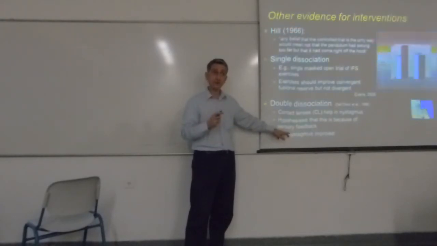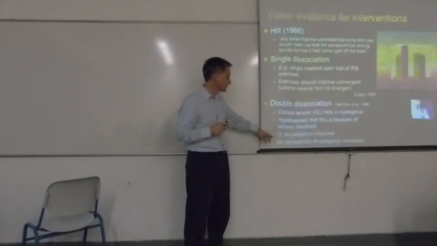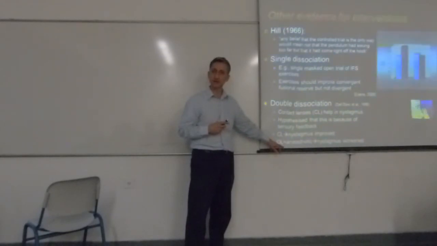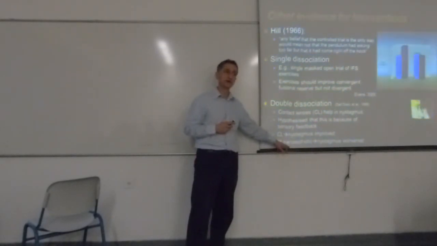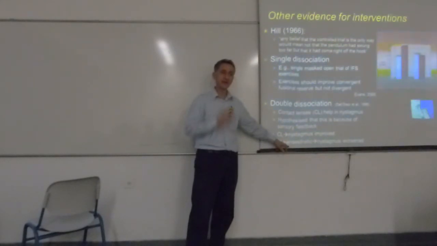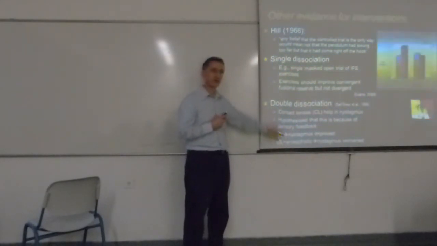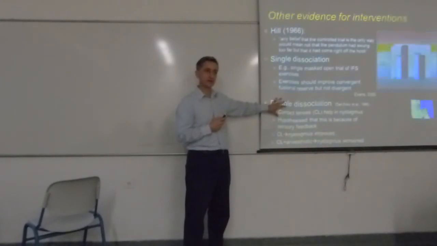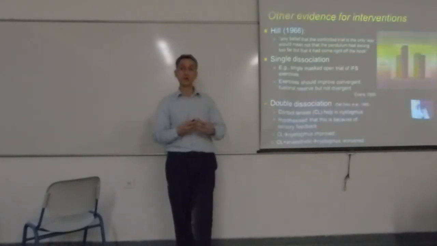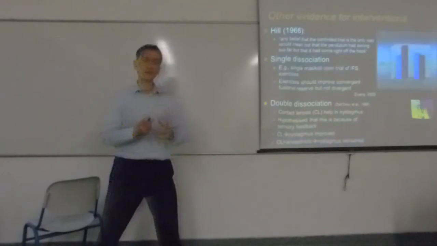That could be a placebo effect, so he repeated the experiment using a topical anaesthetic eye drop. And the benefit from the contact lenses no longer happened. Now that's not as good as a randomized controlled trial, but it's double dissociation. It's a way of trying to control the placebo effect without a randomized controlled trial.